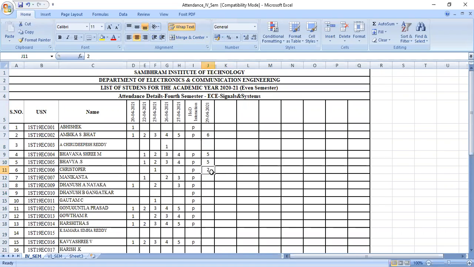Yes, ma'am. Why are you not attending? Why have you missed so many classes? What is the reason? Where are you now? Are you in Bangalore? Which is your hometown? Ma'am, at home. What about other subjects? Are you attending other subjects? Yes, ma'am. For 2 days, I did not attend any of the classes, ma'am.